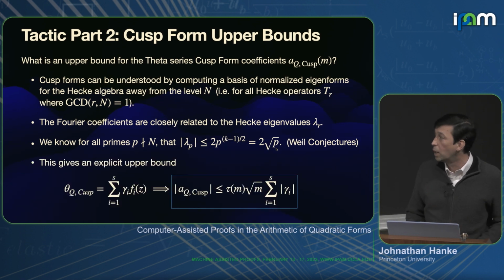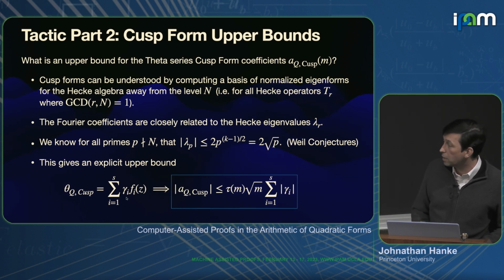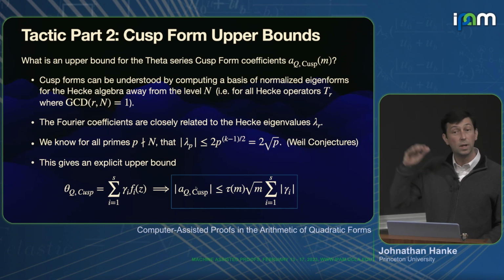And it can be a little complicated, but this is the bound you would get: the Eisenstein coefficients are less than the divisor function, square root of m, times something to do with the coefficients of how the form sits in the space of normalized Hecke eigenforms. Okay? The important part here is not all the letters. It's that this is a concrete upper bound for the cuspidal coefficients in terms of stuff that you compute and stuff that you know. Okay?